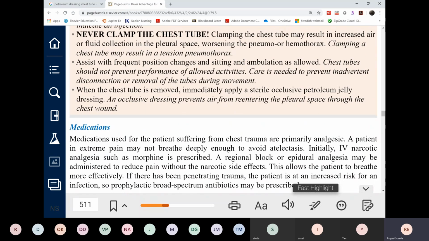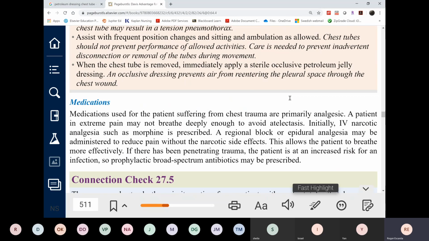Okay, so when we remove this, remember we only have a 2 to 3 centimeter incision there. It will take a few hours to close that. So when you remove it, well, the doctor removes it, you should have this ready. So you apply a sterile occlusive petroleum jelly dressing. And usually they leave it on for 2-3 days and then just take it out. Sometimes they're afraid to take it out thinking the hole is still there. Not really. At 24 hours or longer, the track is already closed.